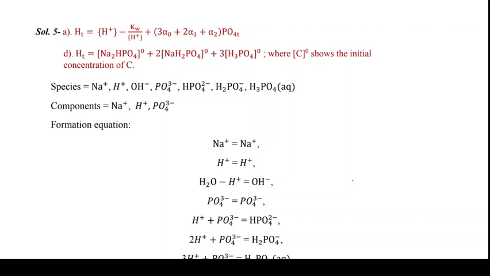So the solution is HT is equal to H plus minus OH, which can be written as Kw by H plus, 3 alpha 0 plus 2 alpha 1 plus alpha 2, PO4 T. And H2 is also equal to Na2HPO4 naught plus 2 NaH2PO4 naught plus 3 H3PO4 naught, where C naught shows the initial concentration of C, meaning the recipe. So looking at these, what are the species that we have got?